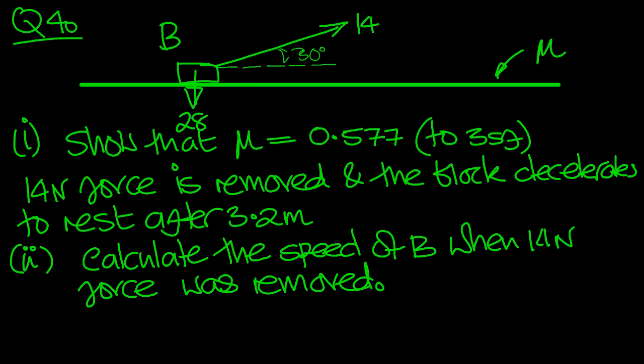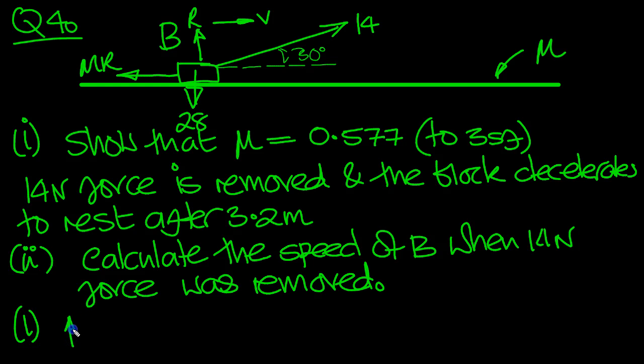So here's the picture described of the problem then. It's moving at a constant velocity, which we can label as v. First thing is to show that mu is 0.577. 14 Newton force, rough surface, so there's a frictional force here of mu R, isn't it? Mu is the coefficient of friction and R will be the normal reaction of the weight. So let's have a look at part 1 now then.